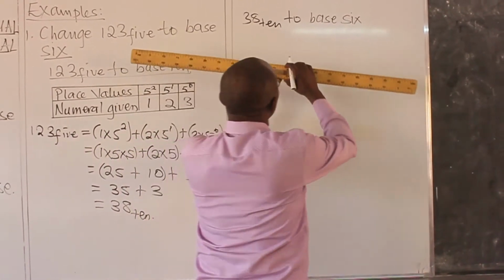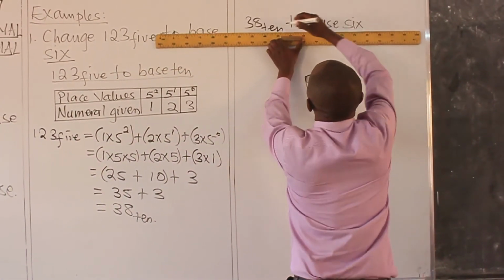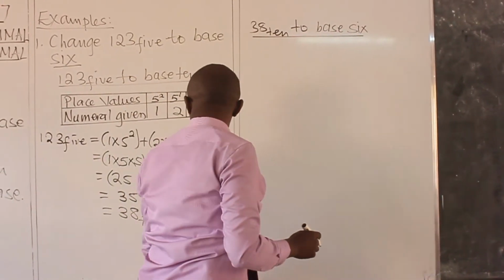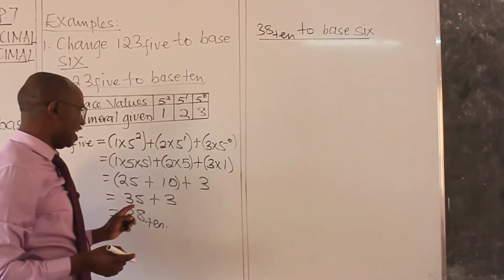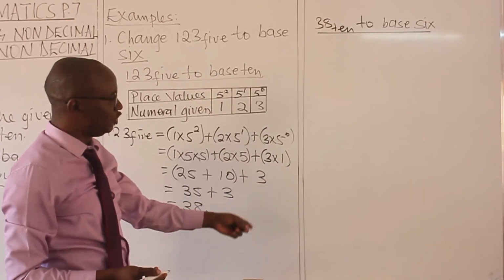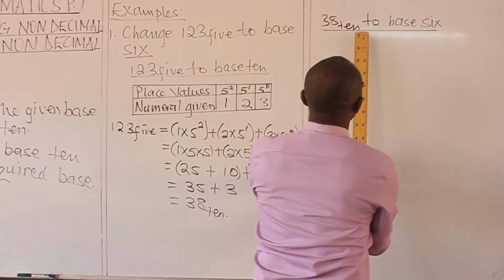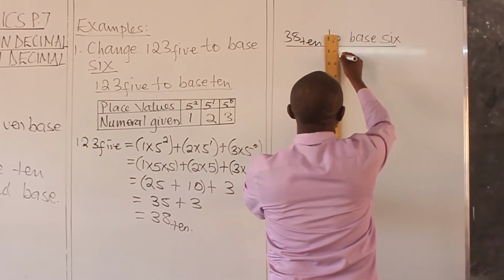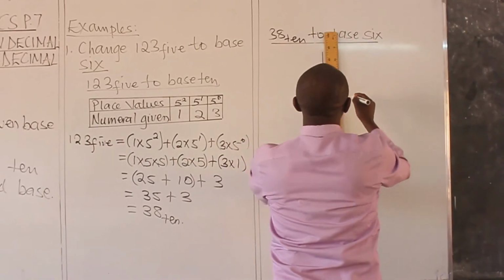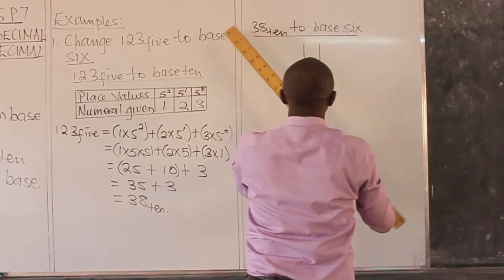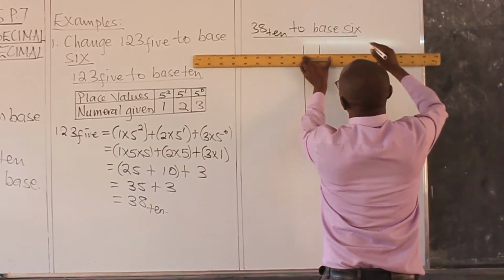It is better to use a ruler to draw your lines. So now, we are going to change 38 base 10 to base 6. Remember last time when I was teaching, if you were very attentive, I said we draw a table. Some people call it a ladder. Whatever you call it, as long as you use it the right way. So now we divide.